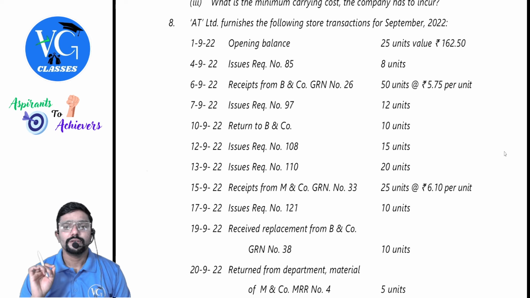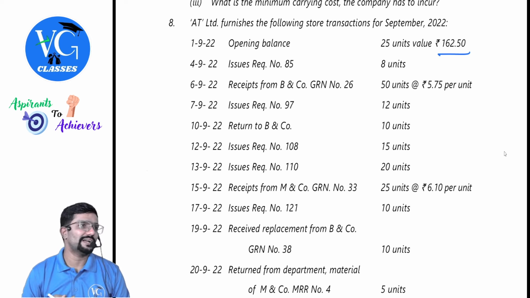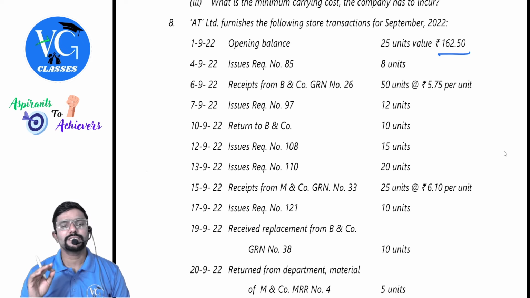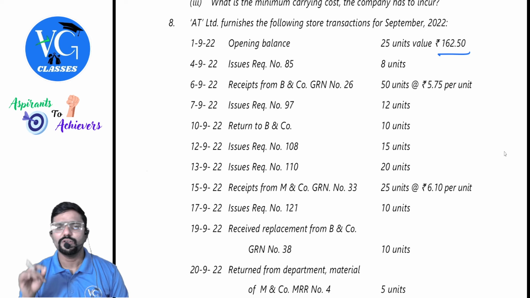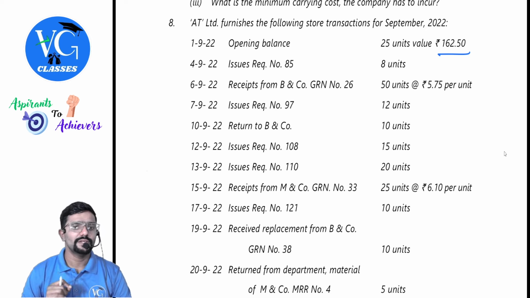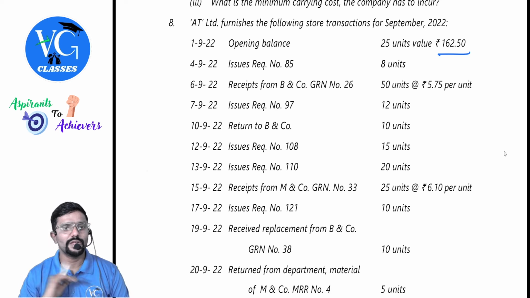4th September, issues 8 units. At what price would I have issued? Obviously, I have only one stock. Correct, I would have issued at that price. Okay, sir. 6th September, received from so and so 50 units at 5.75. Then 7th September, issues 12 units.